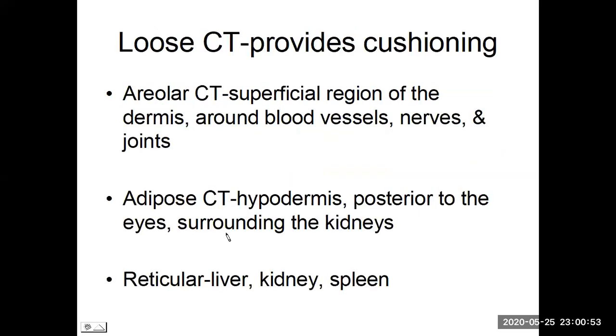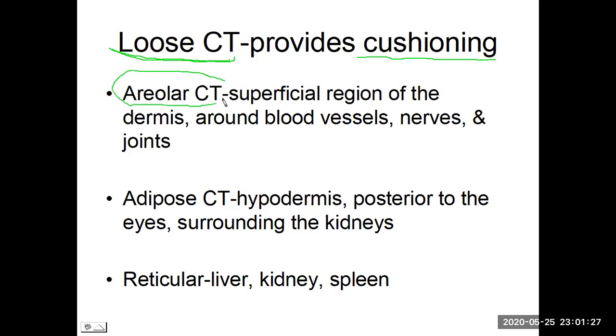So now we're going to move into the categories of connective tissue proper. There's both the loose and the dense. And we're starting here with the loosely arranged connective tissue proper. So this is a great cushioning, packing, protective type of tissue. And what we want to focus on is locations, where we find these. So 3 examples of loose connective tissue proper.